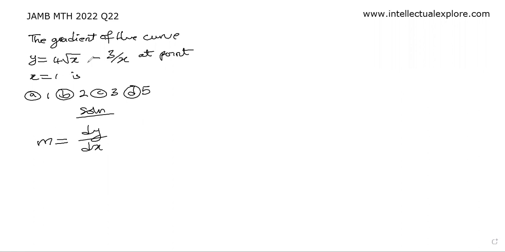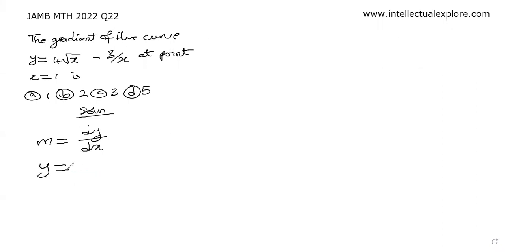So let's first find the dy/dx. So m, which is dy/dx, equals, this will be 4 into x raised to the power of a half minus 1. Okay, let me do it properly. Okay, sorry. Let me just start a bit from the beginning.